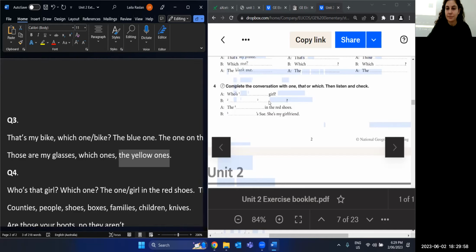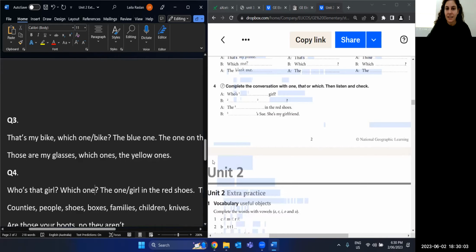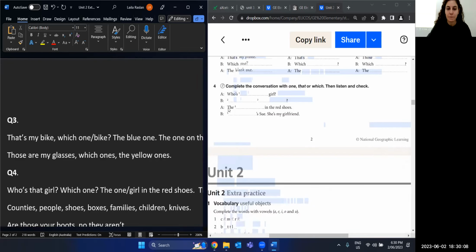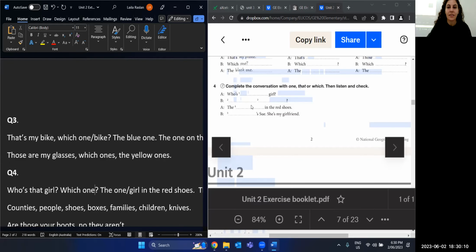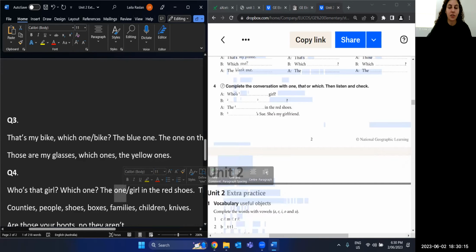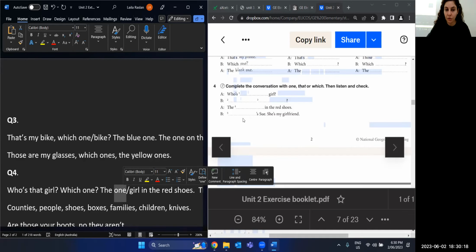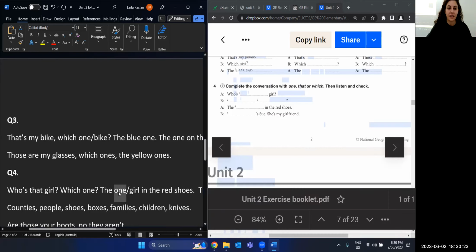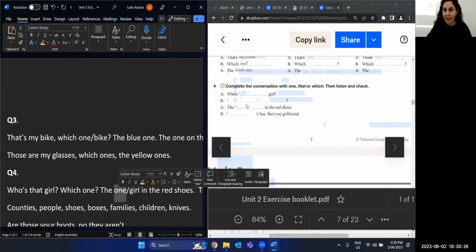Number 2, which one? Which girl? Which one? And then A says the one. Because remember, one replaces the noun. So if you could replace it with the girl, the one. If you could say the girl, the one, then that's how you know to say the one. It's not the that, the which. That's not a sentence. So the one, the girl, in the red shoes.